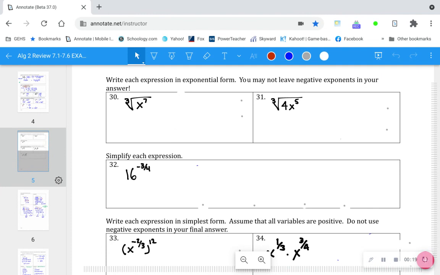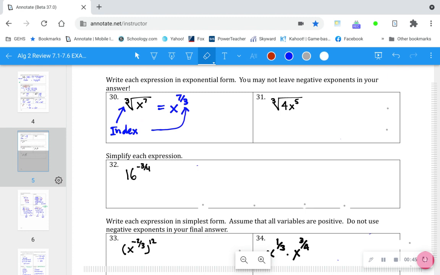Okay, on problem 30, we're supposed to write this expression that comes at us in radical format in exponential format. So the first thing you should note is that the index here, because it's a cube root, the index is 3, and then you need to know that that always goes on the bottom of your rational exponent. So whatever the index number is goes underneath the other one.